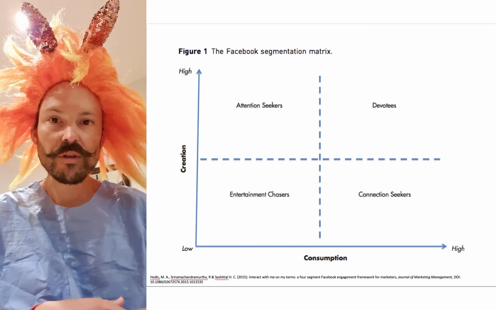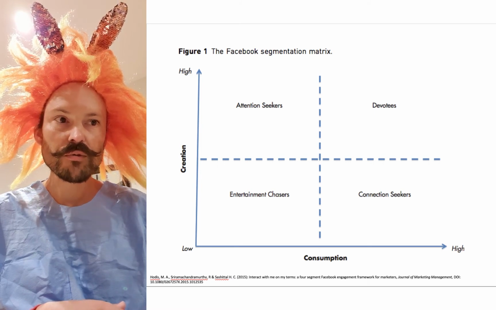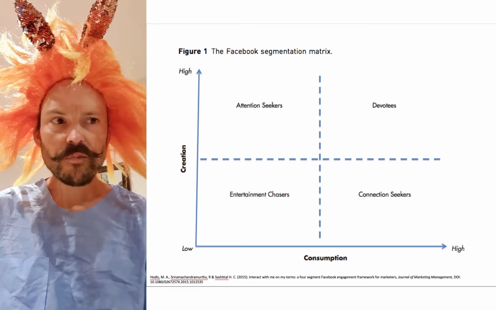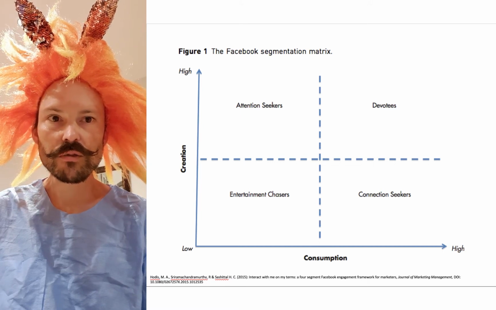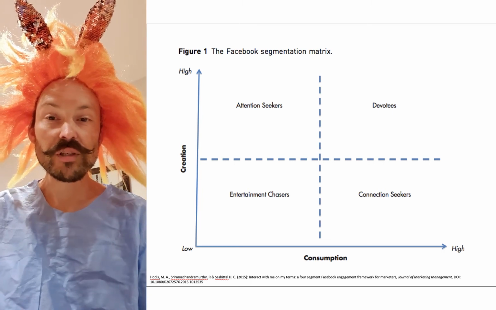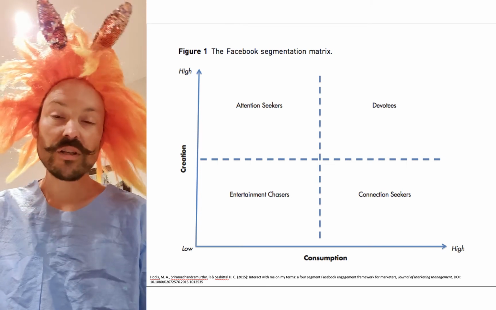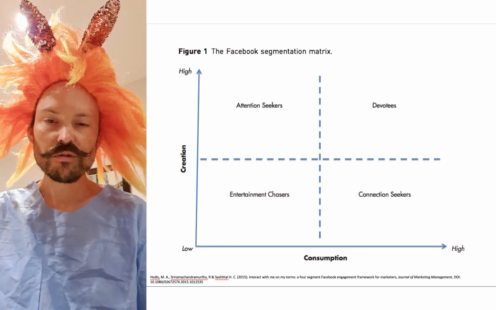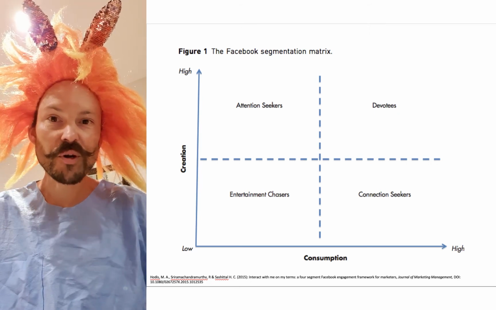And that became then a 2x2 matrix, looking at entertainment chasers in the lower quadrant there, where people that fall into that category are typically low in consuming content and also low in creating content. And then you have the attention seekers that are mostly interested in creating but less interested in consumption. Connection seekers are into consumption but not creation. And then you have the devotees that are into both, and that could potentially be your social media influencer there that you may want to use in your marketing strategy.